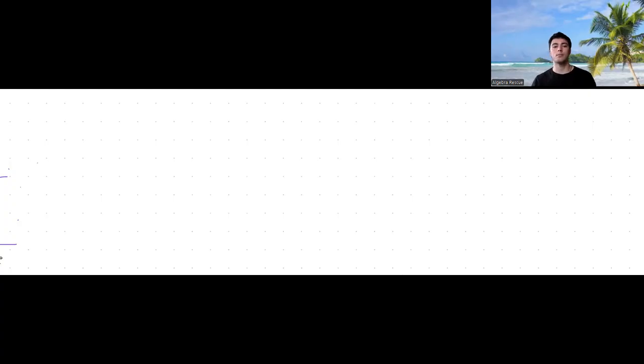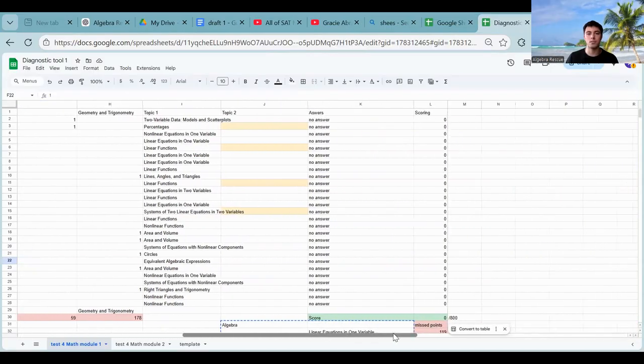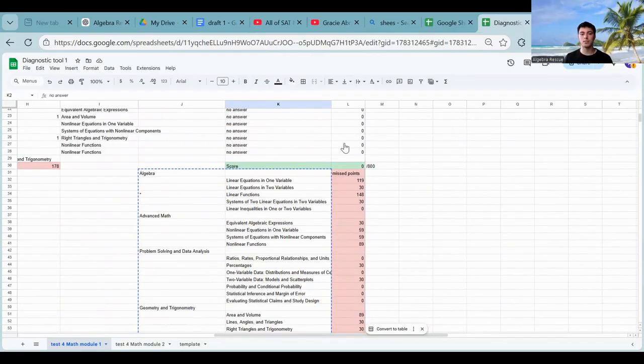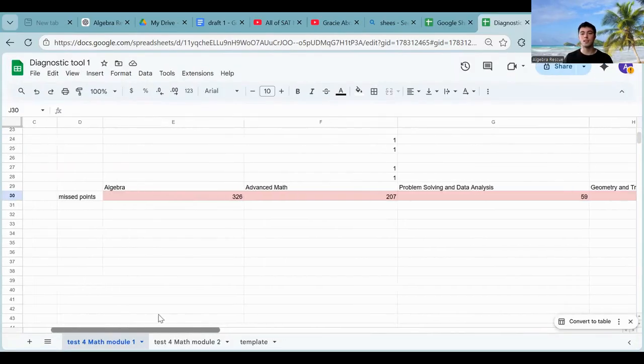All right. Now that you've completed that one module of the SAT math section, you're going to come back here and enter your answers over here. So replace anywhere that it says no answer with your answer. And that will automatically score for you on each of these sections.